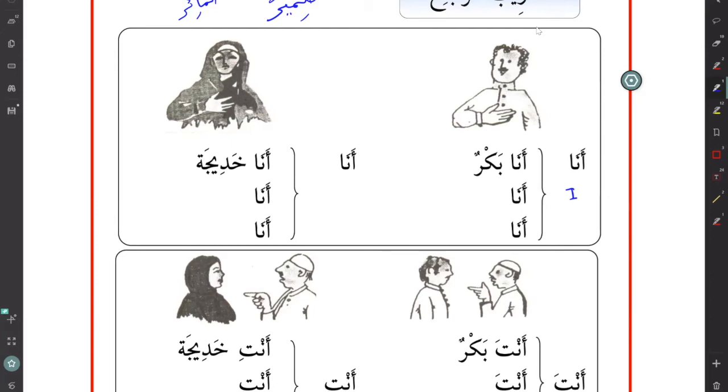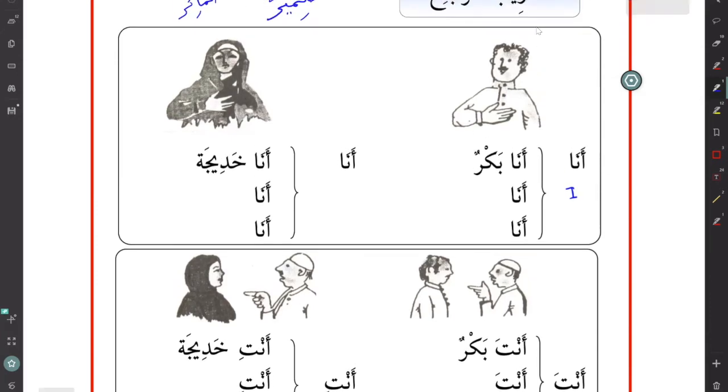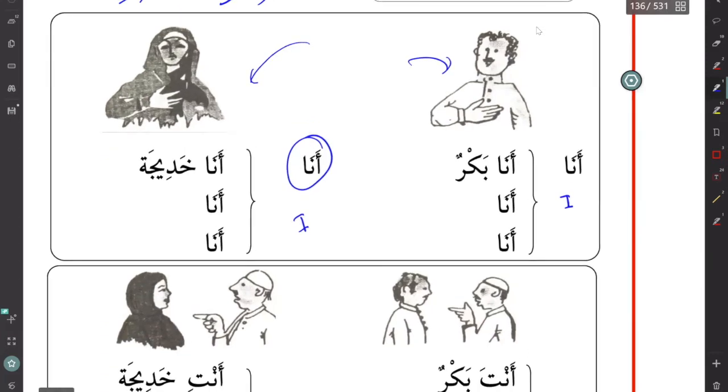Almost every situation you will come across has one word or one way to address something feminine, and another way for masculine. But for ana, I, there is no difference. Whether it's a man, masculine, or feminine, you use the same pronoun ana, because the context is very clear. You can say ana Bakrun, I am Bakr, or ana Muhammadun, I am Muhammad, or ana Khalid, I'm Khalid.